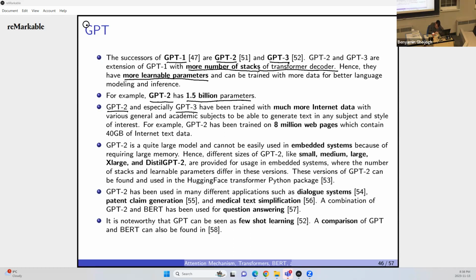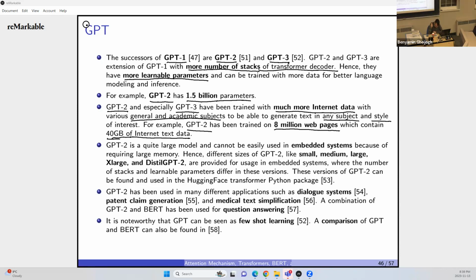GPT-2 and especially GPT-3 have been trained with much more internet data with various general and academic subjects, right? To be able to generate text in any subject and any style. For example, GPT-2 has been trained on 8 million web pages, which contain 40 gigabytes of internet text data. Text data is usually not very memory consuming, right? It's usually kilobytes. Now you can imagine how much text is 40 gigabytes.